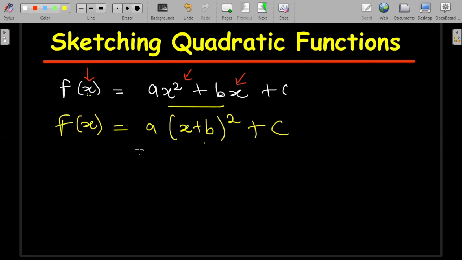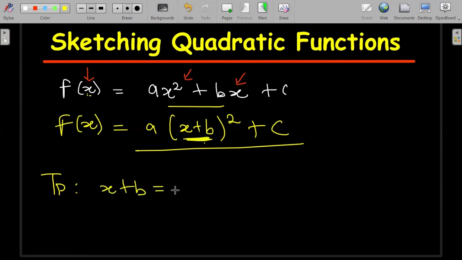Okay, and then from this function where I've completed the square, I can find my y-intercept, my x-intercept, and I can also find my turning point. So I'll start with the turning point. To find the turning point, the x coordinate of the turning point, you get whatever is in the brackets here, you equate it to 0, and then you solve for x.